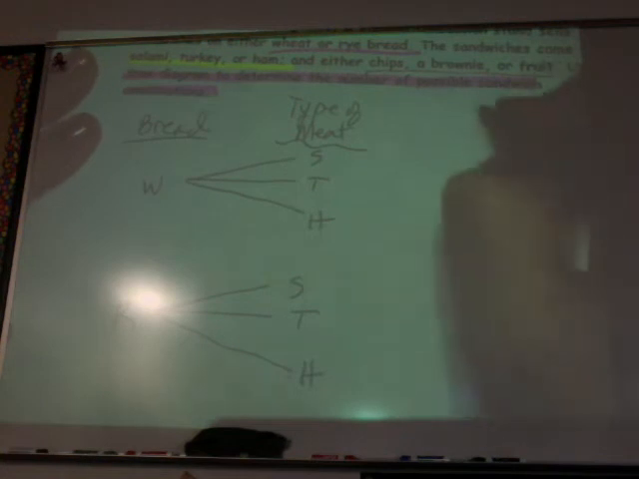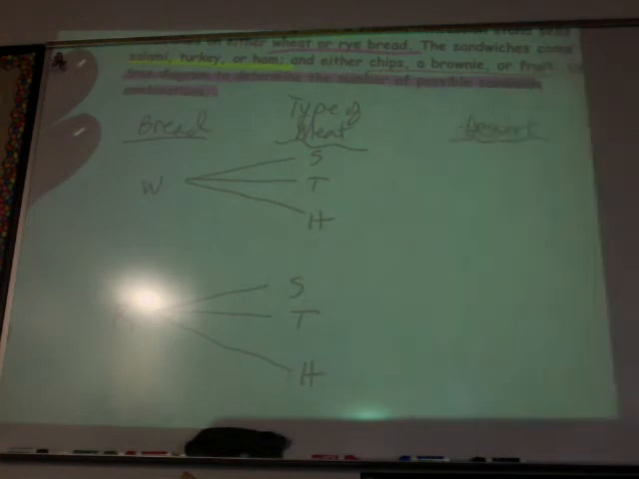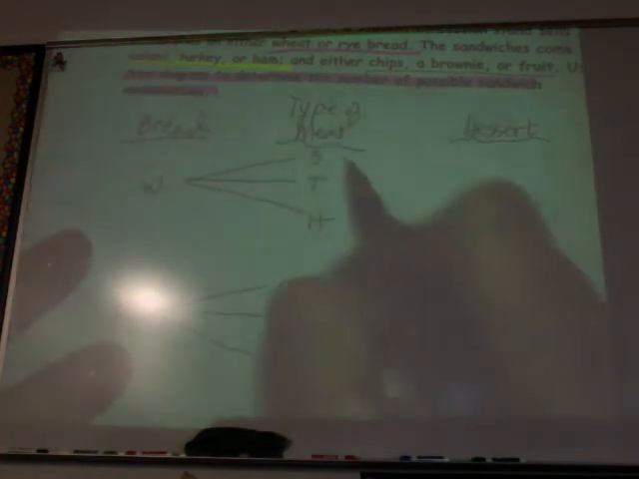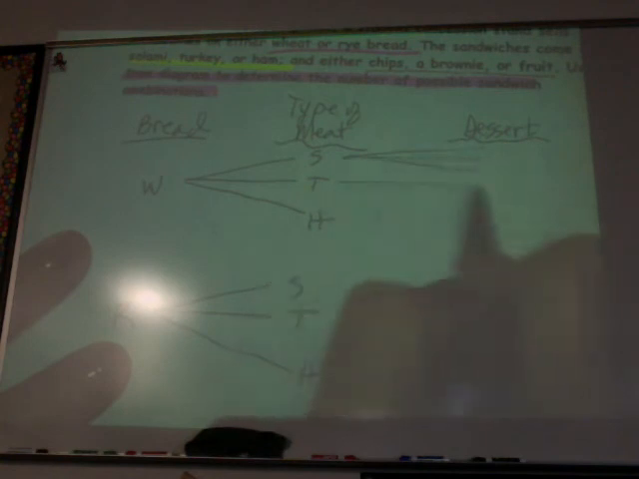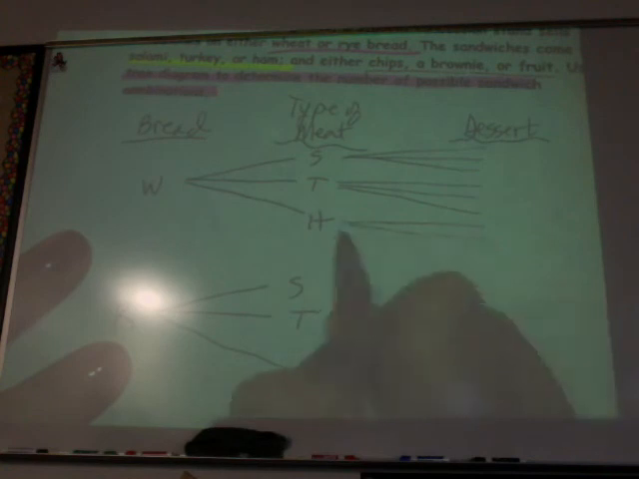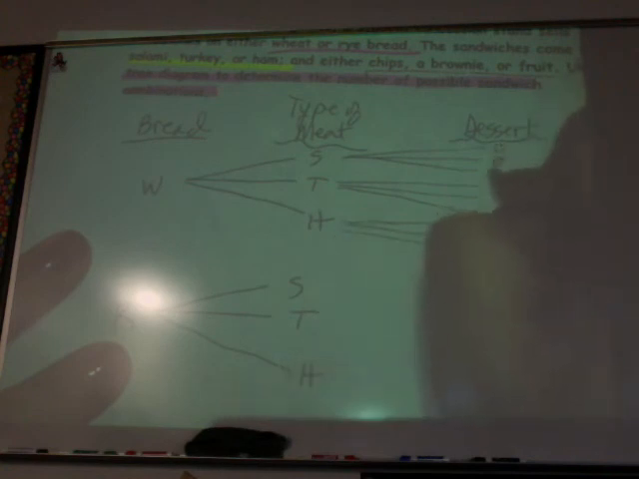So I would say dessert choice, so type of dessert. Each of these choices have 3 dessert types, don't they? So off of the salami comes 1, 2, 3. Off the turkey, 1, 2, 3. Off of the ham, 1, 2, 3. And each of these would be chips, brownie, fruit.